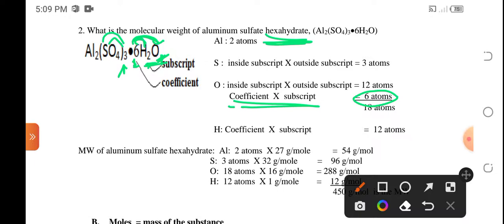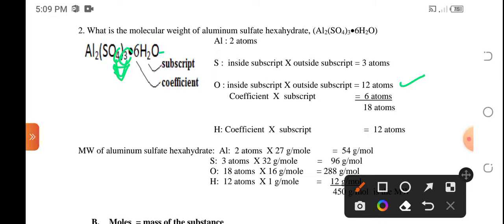Okay. So in total, for oxygen, since kanina, outside subscript times inside subscript 4. So, ito yon for oxygen. That's 12. May oxygen pa dito. So, 6 times 1 is 6. And the total of oxygen in aluminum sulfate hexahydrate is 18. Hindi pwedeng paghiwalayin yung 12 and 6 kasi iisa lang naman, oxygen lang naman yung identity nila. So, kailangan natin silang pagsamahin. That's why you have to add them.